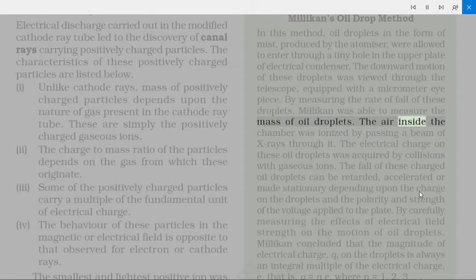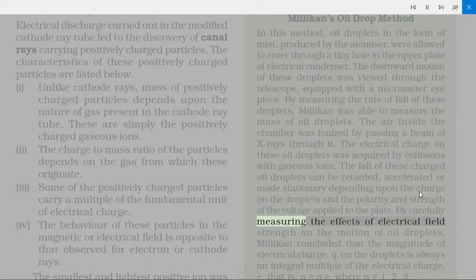The air inside the chamber was ionized by passing a beam of X-rays through it. The electrical charge on these oil droplets was acquired by collisions with gaseous ions. The fall of these charged oil droplets can be retarded, accelerated or made stationary depending upon the charge on the droplets and the polarity and strength of the voltage applied to the plate.